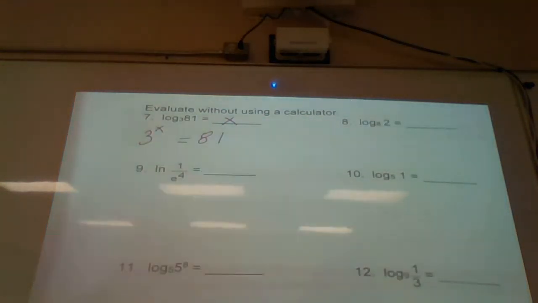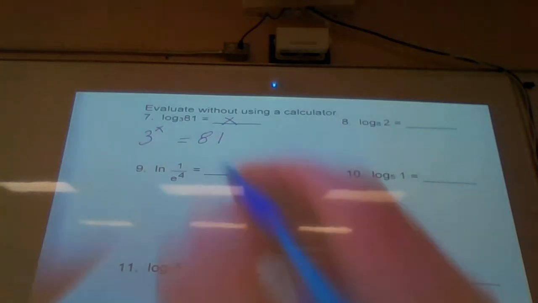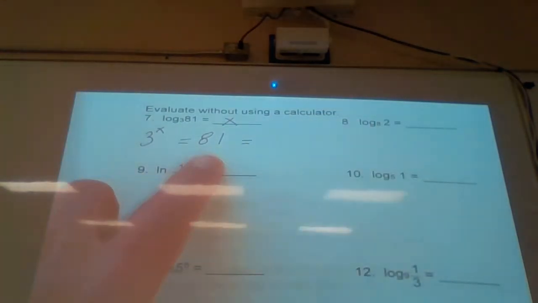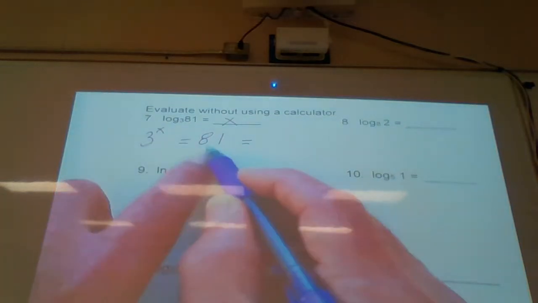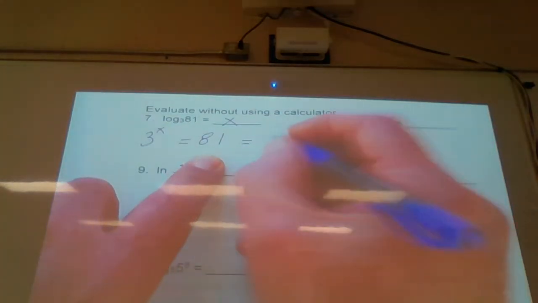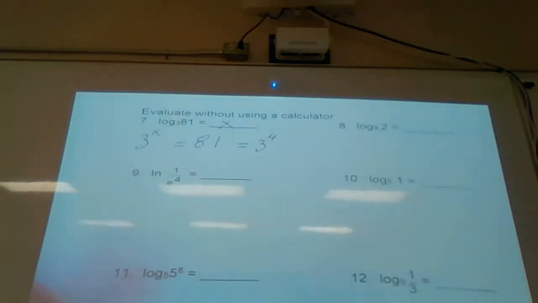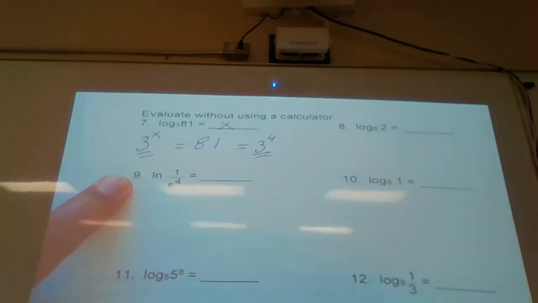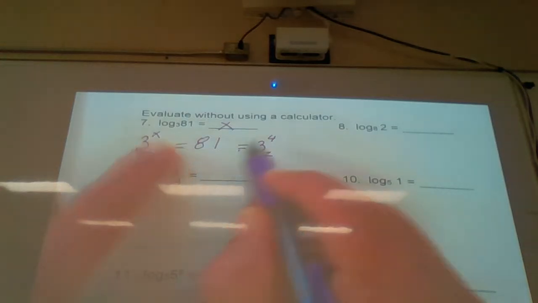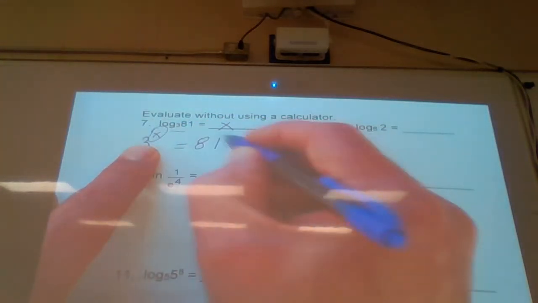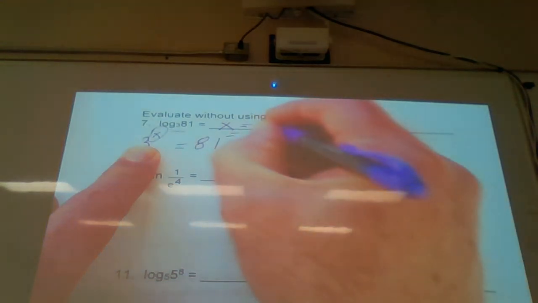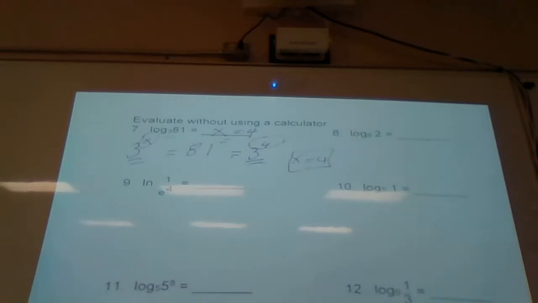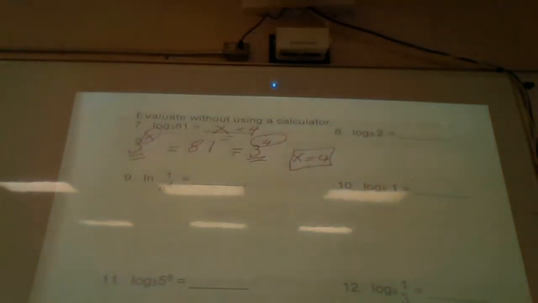Now it's an exponential equation, and to solve an exponential equation from the previous chapter, I need to fix the base if I can. It's a base 3. Can I write 81 with a base 3? Yes, it's 3 to the 4. Now it's the same base, equal sign. That means those powers are equal. So x is equal to 4. So by changing it into an exponential equation, I can solve it.